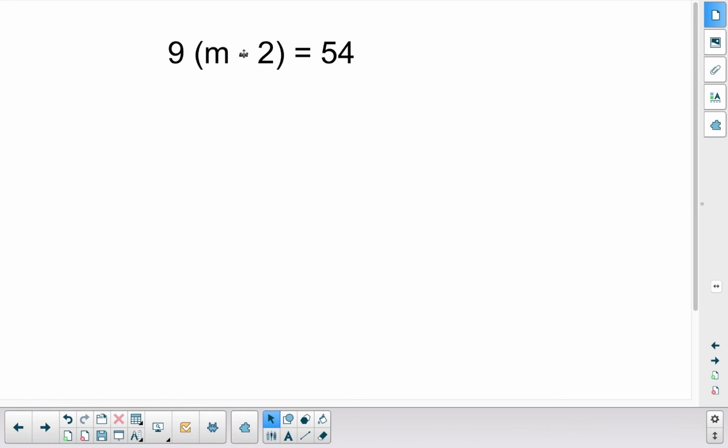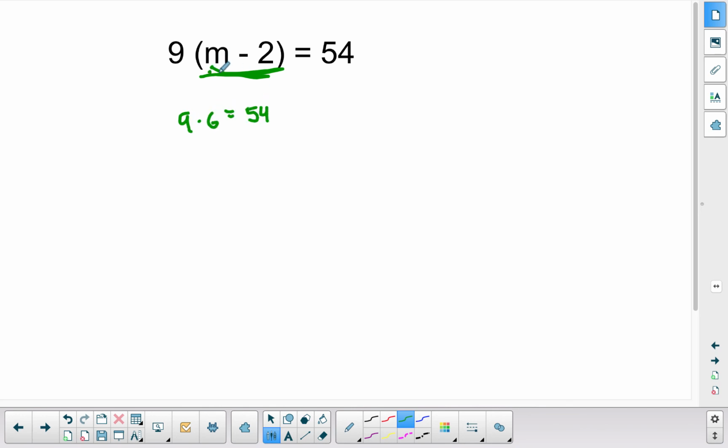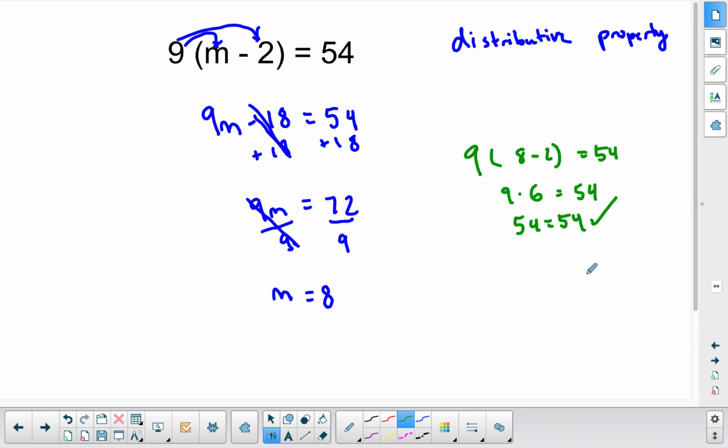Now, I know 9 times 6 equals 54. I learned that in elementary school. So we know that this value right here has to equal 6 because 9 times 6 equals 54. And since we know that this value, m minus 2, is the same as 6, it might be a shorter way of solving this problem out. What number minus 2 is the same as 6? Well, it has to be 8. So m is the same as 8. I got the same answer that I got over here.